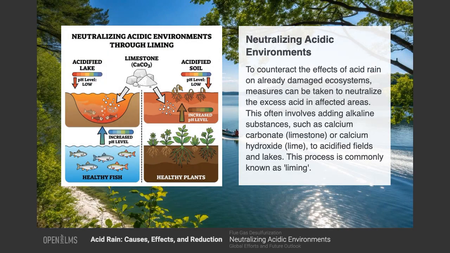Neutralizing acidic environments. To counteract the effects of acid rain on already damaged ecosystems, measures can be taken to neutralize the excess acid in affected areas. This often involves adding alkaline substances, such as calcium carbonate, limestone, or calcium hydroxide, lime, to acidified fields and lakes. This process is commonly known as liming.